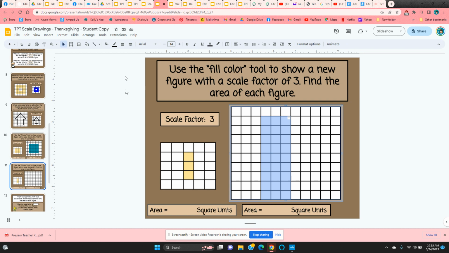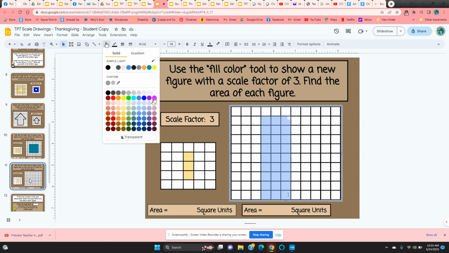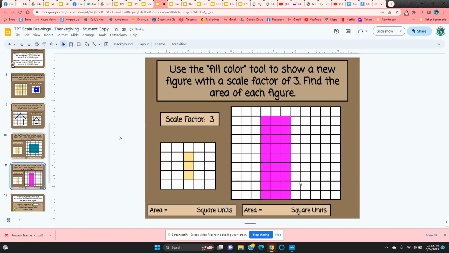They scale up by a scale factor of 3. The area of the smaller figure is going to be 3 square units, and the larger figure is going to be 27 square units. If you look at the smaller area and the larger area, you multiply by 3 to the second power, or 3 squared, which is 9. So you multiply by 9.